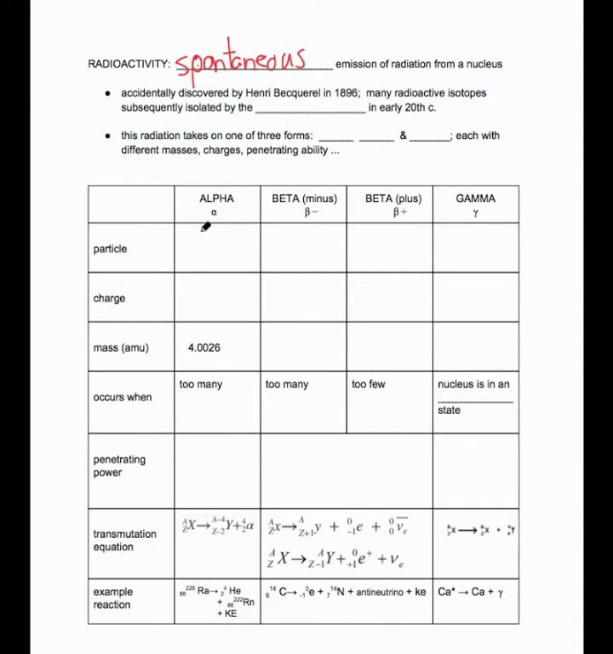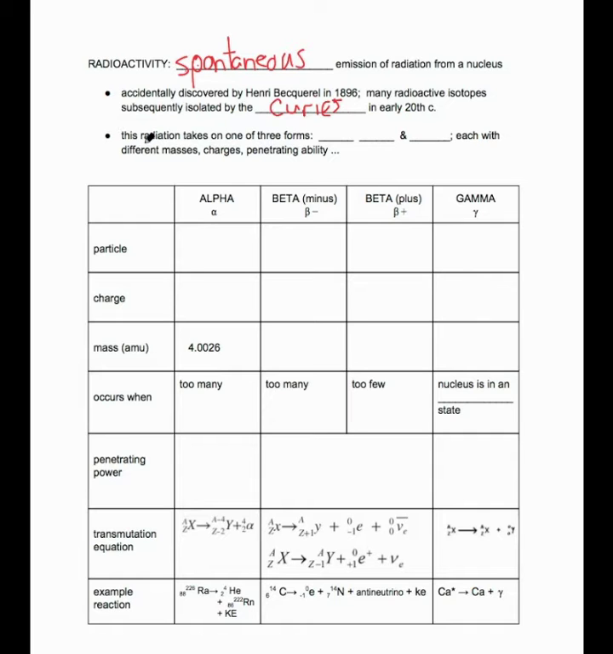Historically, radioactivity was an accidental discovery by Henri Becquerel in the late 19th century. Basically, he noticed that an ore of uranium was developing photographic plates, and he ruled out any other influences, so he realized it was emitting something. Many radioactive isotopes were subsequently isolated by the Curies, Marie and Pierre, in the early 20th century.